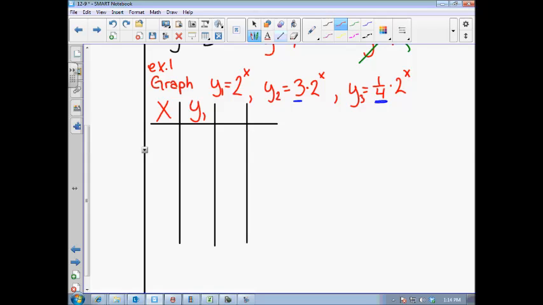Okay. Alright, what are the x's we usually graph around? -3 to +3. So we're going to do the same here. Let's fill in -3 to +3. When we graph, we need points, so we need to plug in all of these x's so that we can get points.